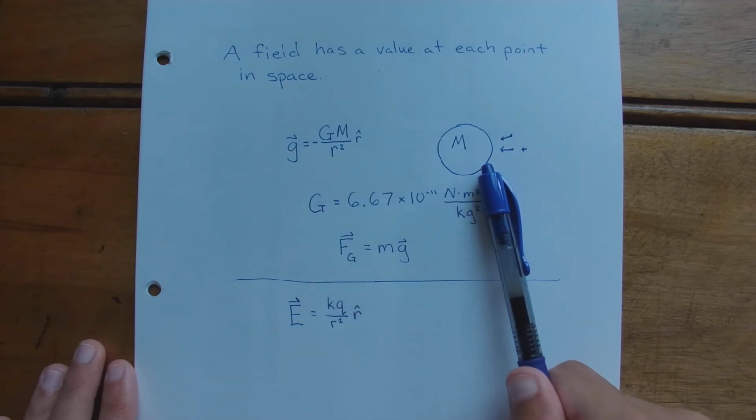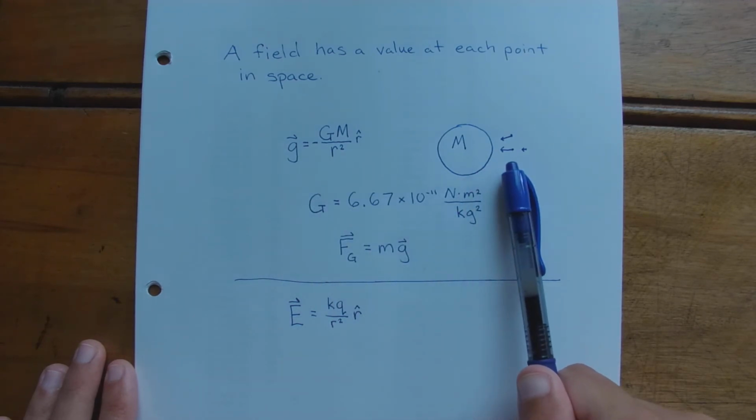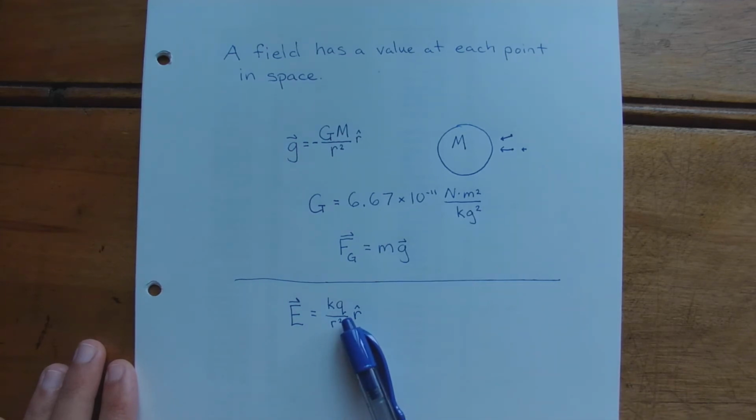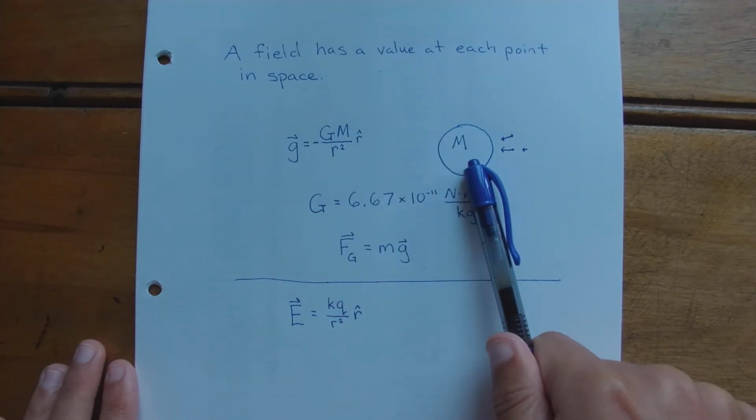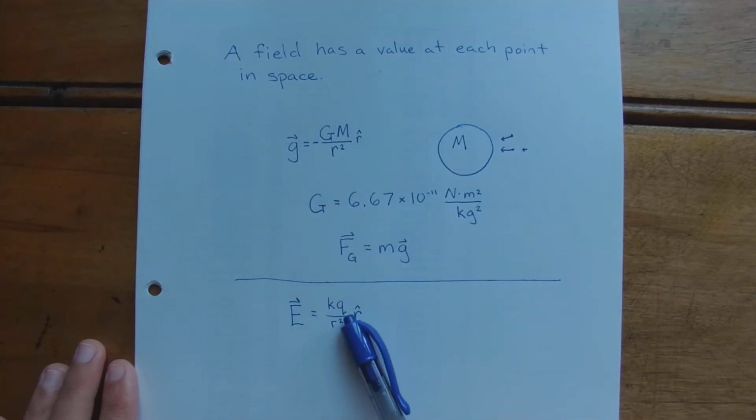Also, unlike the gravitational field, you could have the field either pointing inward towards your charge or outward away from your charge, and that direction depends on the sign of the charge. When we have mass, we only have one type of mass, but when we have charge, the charge can be positive or negative. So the electric force can be an attractive force or a repulsive force, depending on the signs of the charges that you have.